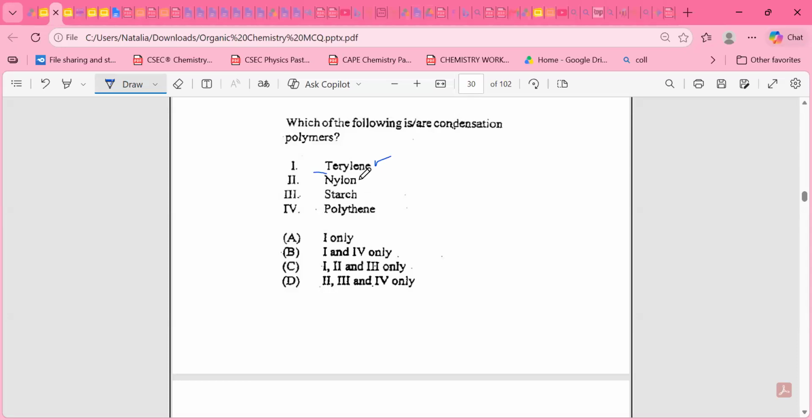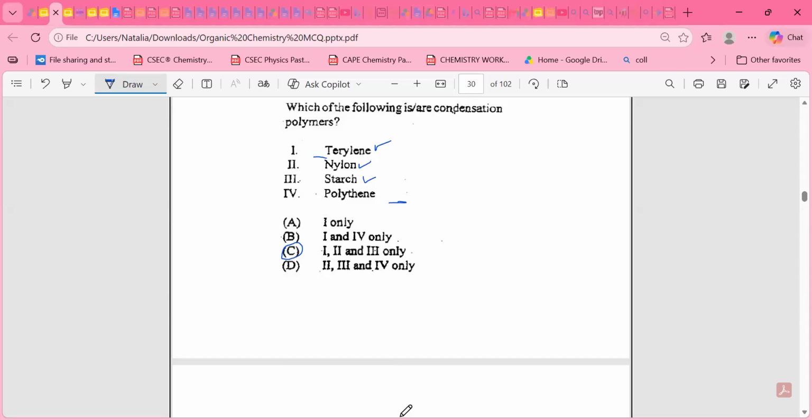Nylon is a polyamide. Is that condensation? Yes, miss. Starch is a polysaccharide. Is that condensation? Yes, miss. Polyethylene is addition. So my answer is C. Clear? Yes, miss.